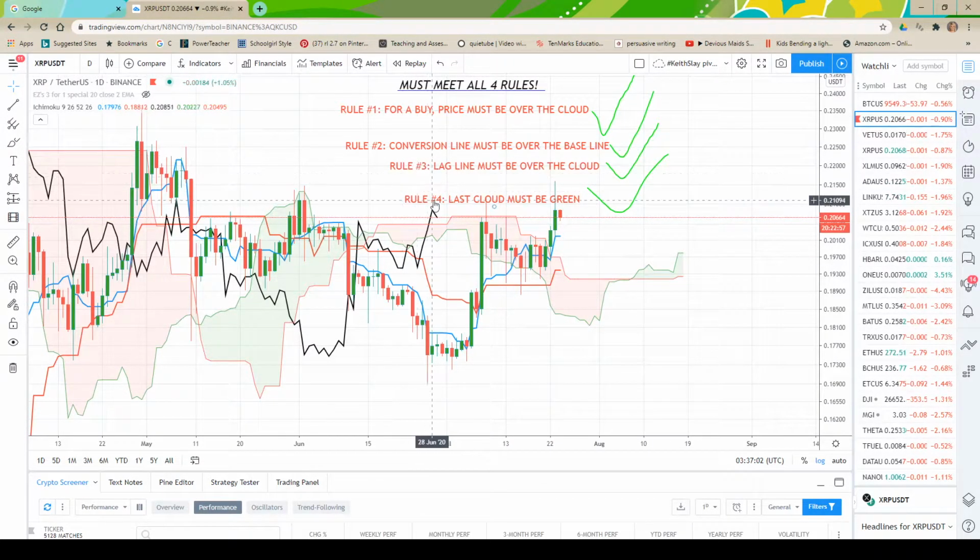Simple as that, y'all. Have we made all 4 rules? Yes, we have. XRP is a buy. Simple as that. That is a neat indicator. Was gibberish 10 minutes ago. Bro, that's exactly what I said.